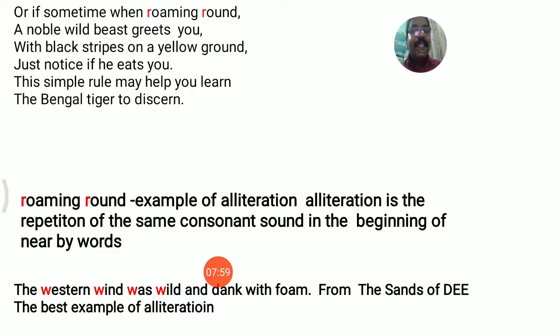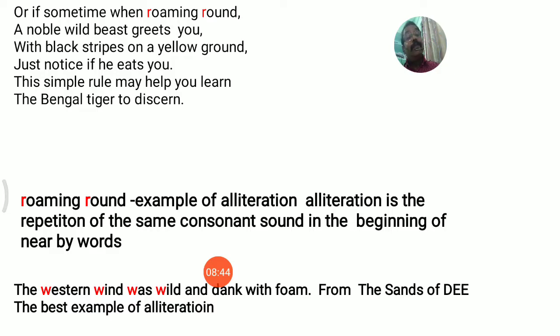Then in the second stanza also you have a lot of poetic devices used. In the first line you find the words "roaming round". Two words are used there. "Roaming round" is what is called alliteration. Alliteration is exactly the use of similar consonant sounds in the beginning of nearby words. So in "roaming round", the r sound is repeated in the beginning of other words. So this is what is called alliteration. The poets use this type of technique to increase the musical effect, the rhythm of the poem.